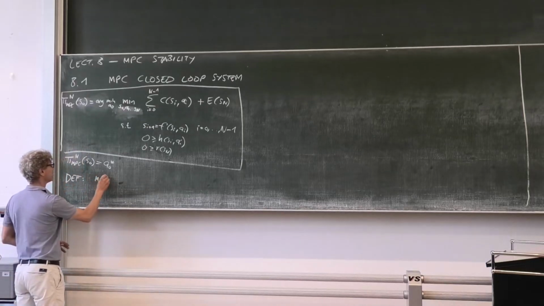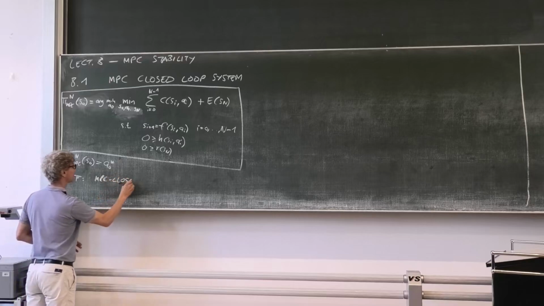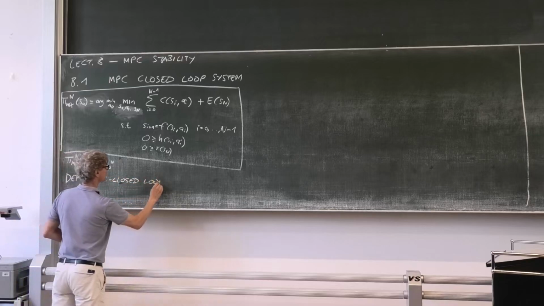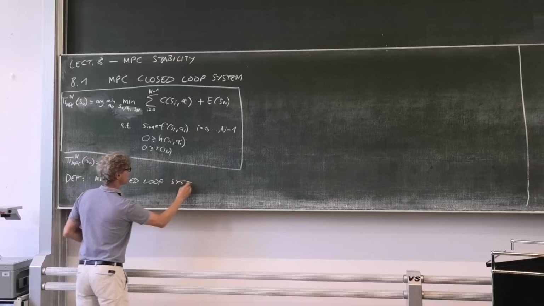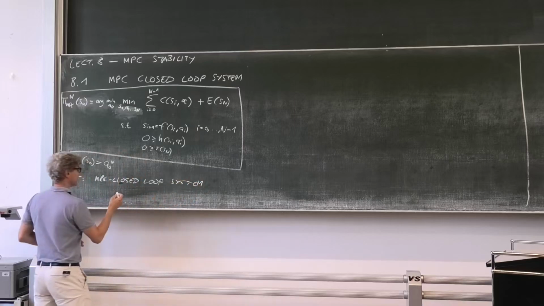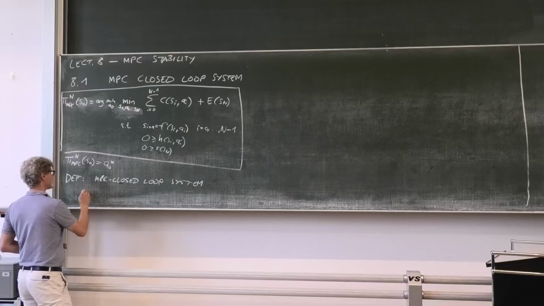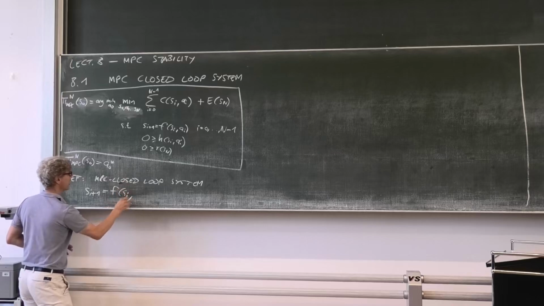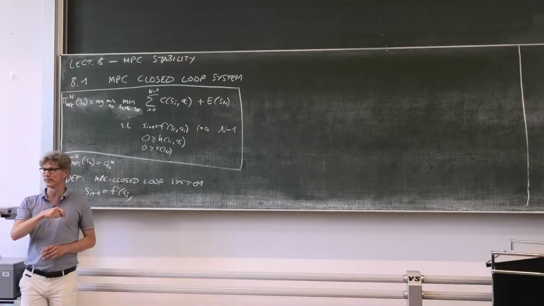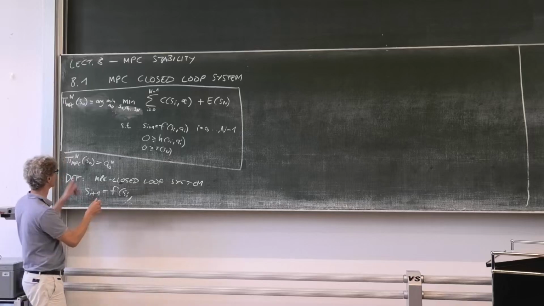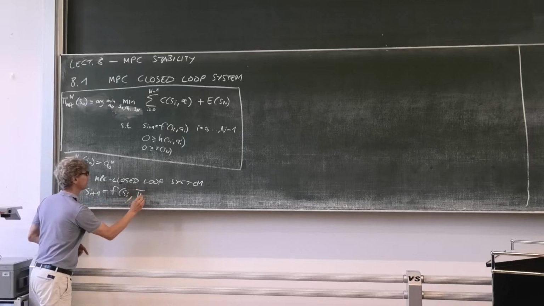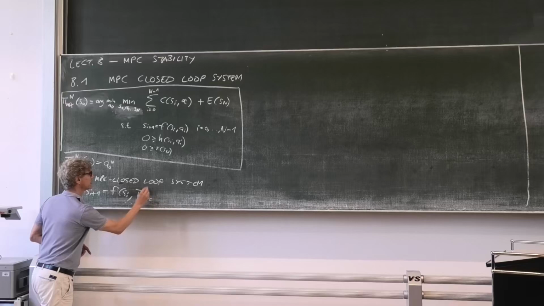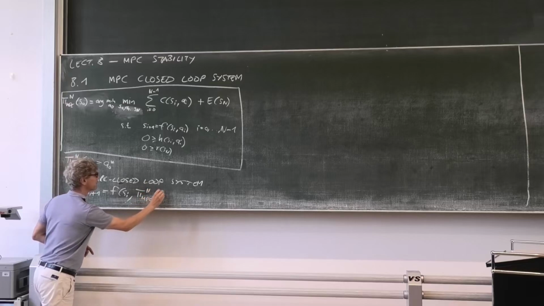MPC closed loop system. And this system is given by the system dynamics, which is just Si plus 1 equals f of Si. And then as a control, we plug in the feedback law that we get from MPC, which is this function here, right? Pi MPC horizon length n of Si.